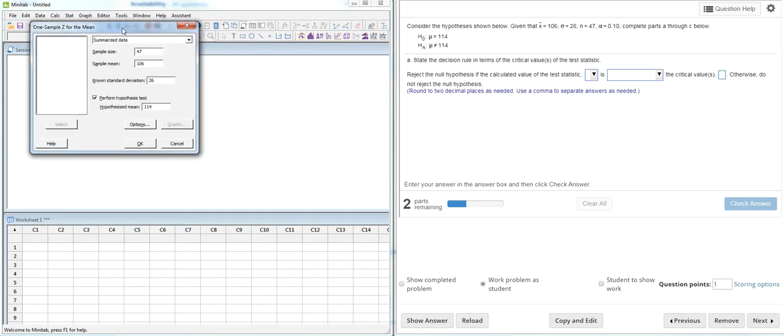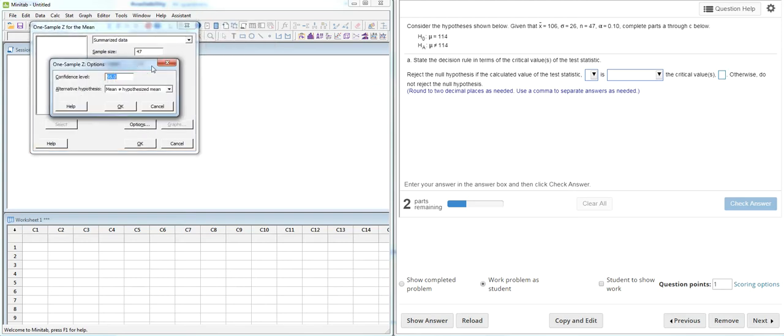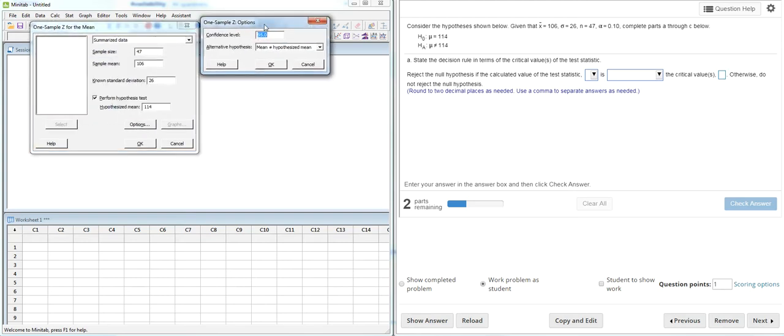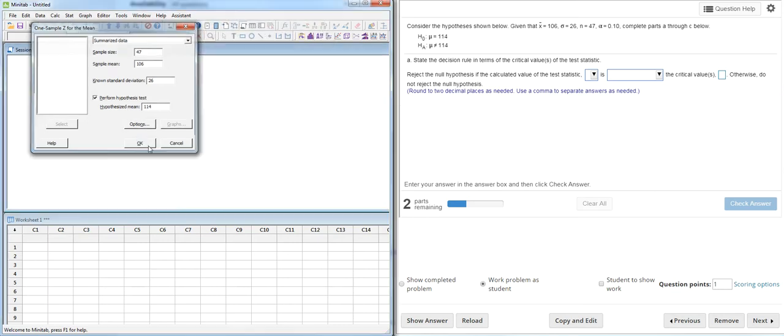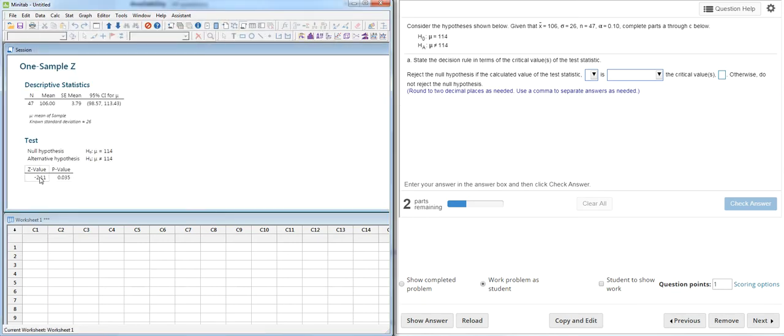And then we're going to check our options. Remember, when you're doing a hypothesis test and not a confidence interval, I don't care about the percentage up here. I just care about the not equal to right there because I'm doing a hypothesis test. This is set correctly because it's also a not equal to. Remember, you can change this if you're doing a greater than or a less than. Let's hit OK and OK again. And there is the value of my test statistic.